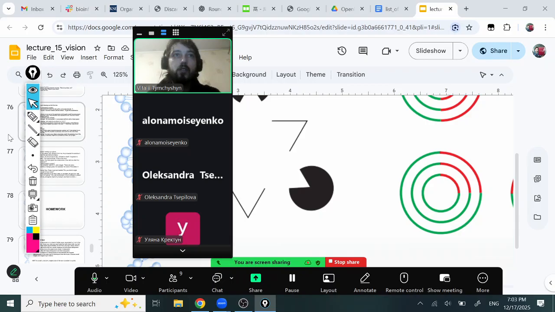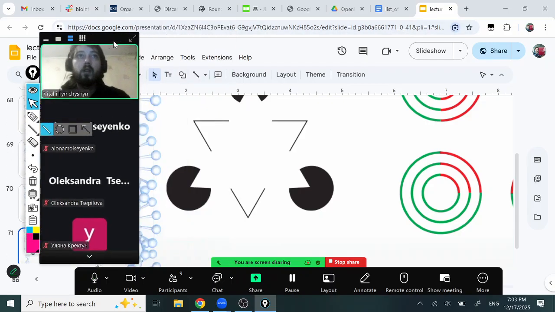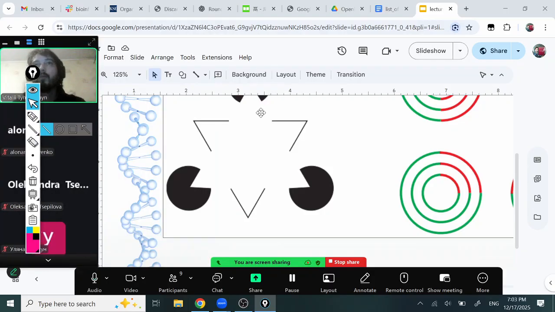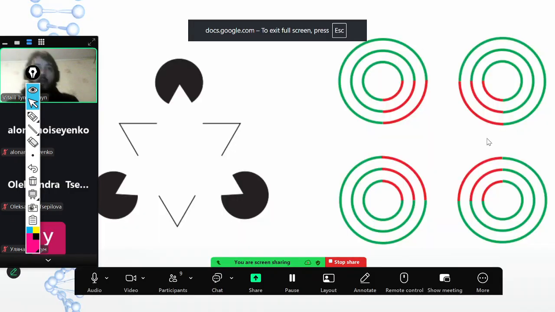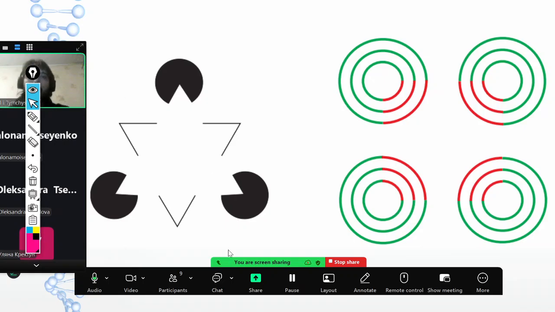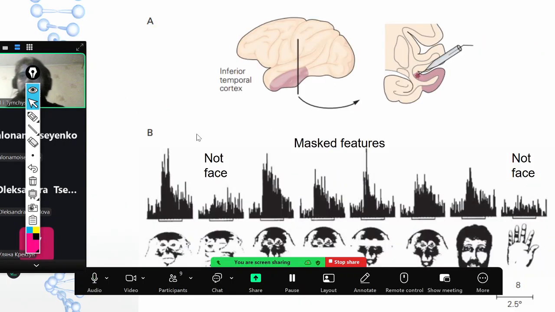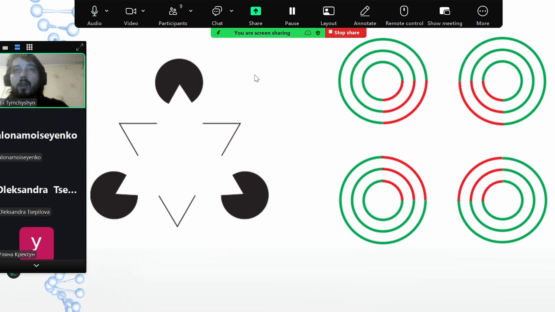We're almost there. Okay. Yes, I will show you a few nice images, and then we will return to this inferior temporal cortex. So don't forget this part. In a moment I will show you something interesting regarding that.